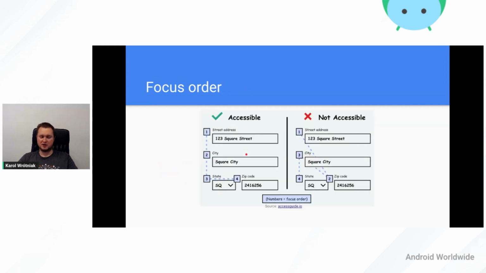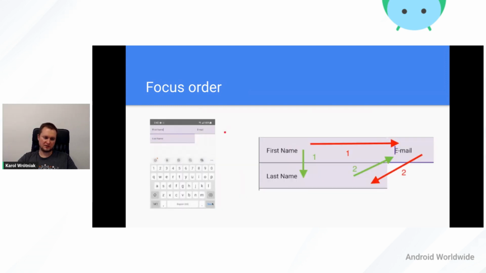The next topic, focus order. Basically, the focus should not jump somewhere far away. The next focusable element should be the closest one, not only physically closest, but also logically closest. How to do that?